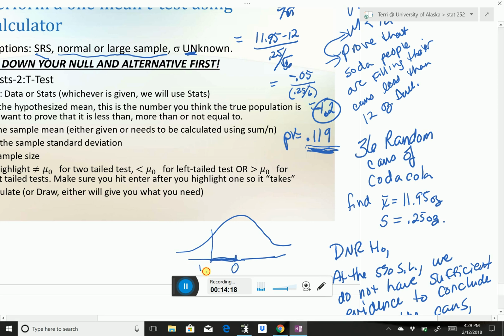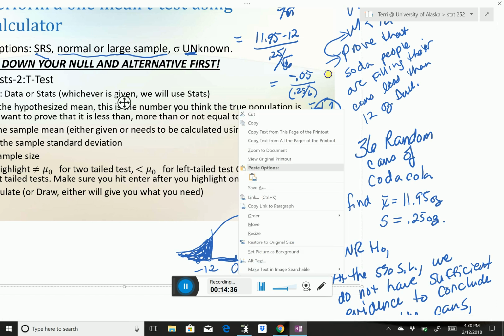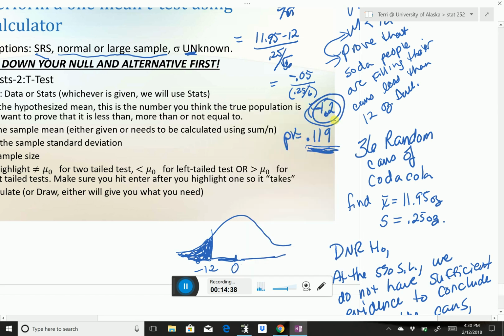So remember, this is 11.95. Well, the standardization, this is actually negative 1.2. So this is our p-value out here. This is the probability that we get either negative 1.2 or farther away if the null hypothesis were true, because we standardized this using the null hypothesis. Null hypothesis meaning that the mean was 12.